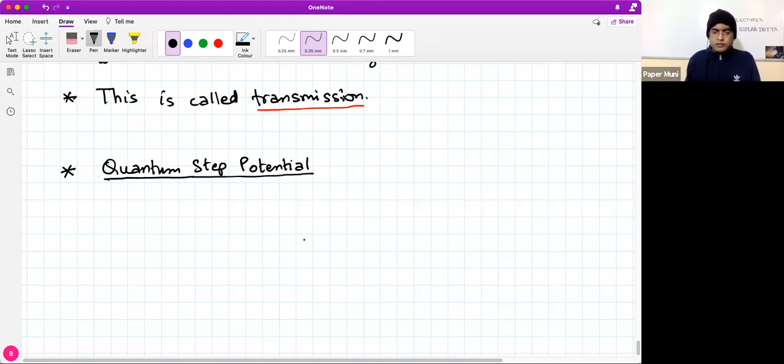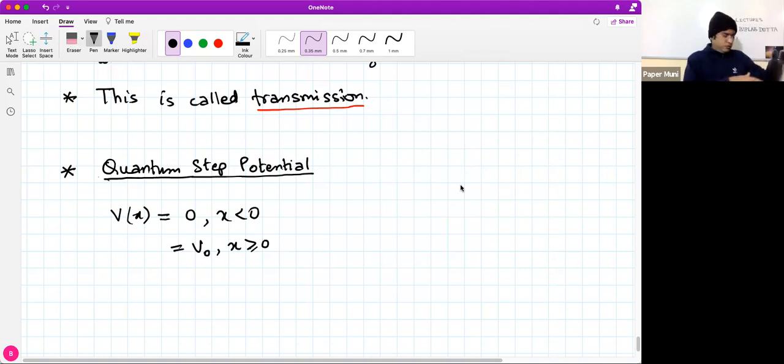Okay, so let's draw the potential. Let's define it mathematically first. V(x) is equal to 0 for x less than 0, and equal to V naught for x greater than or equal to 0.